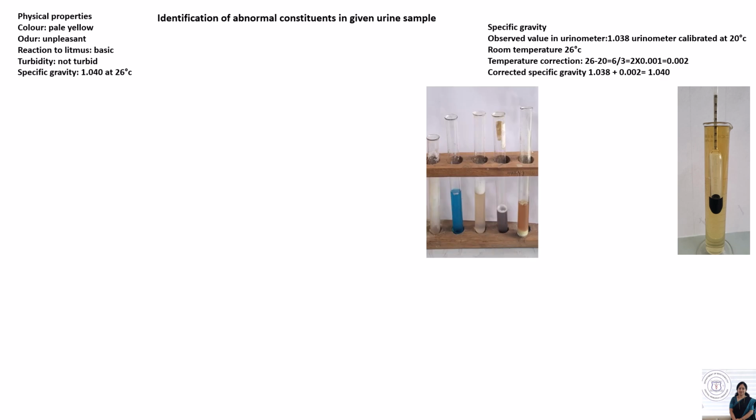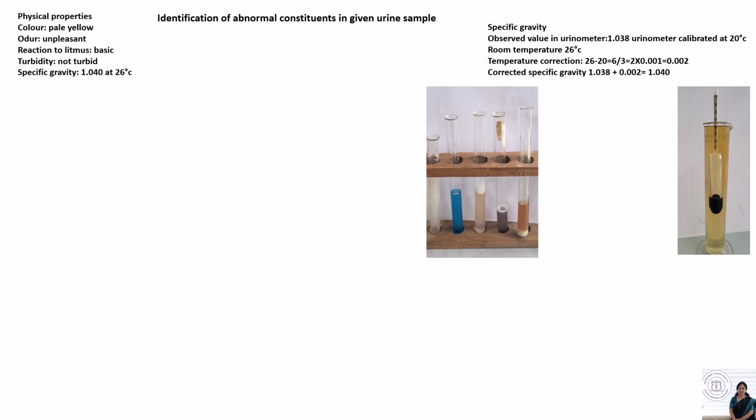Coming to calculation of specific gravity, the observed value in the urinometer is 1.038. The urinometer is calibrated at 20 degrees centigrade, and room temperature is 26 degrees centigrade. Temperature correction: (26 minus 20) divided by 3 is equal to 2, into 0.001, is 0.002. This is because for every 3 degree rise in temperature, 0.001 is added. Here 0.002 is added to the observed value of 1.038, which comes to 1.040, and this is the corrected specific gravity at 26 degrees centigrade.